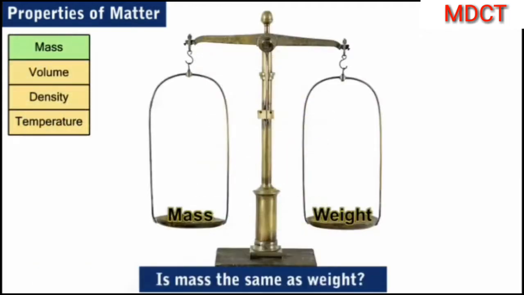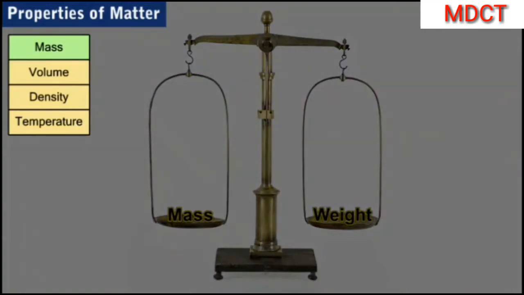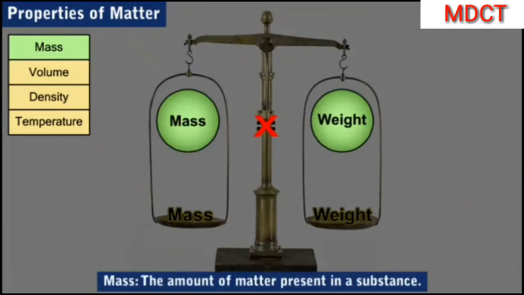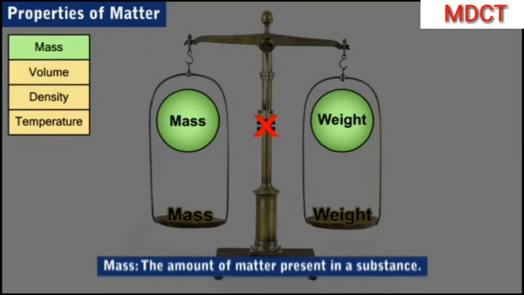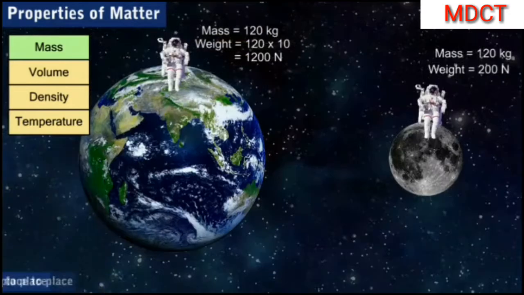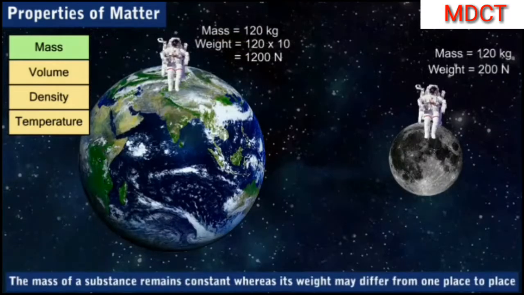Is mass the same as weight? Often, people consider mass and weight to be the same things. However, that is not the case. Mass is the amount of matter present in a substance, while weight is the gravitational force exerted on a substance. This implies that the mass of a substance remains constant, whereas its weight may differ from one place to another due to change in the gravitational force.